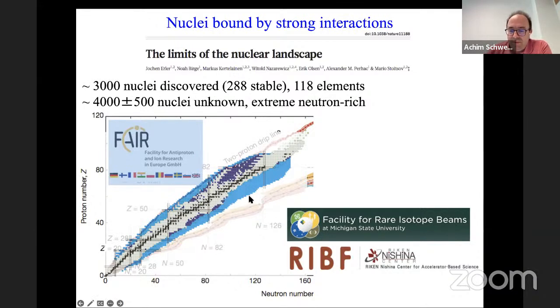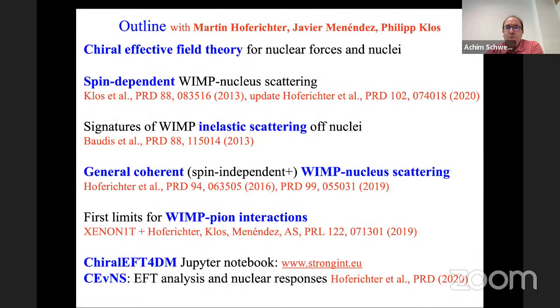Okay, and all of this basically is strong interaction physics. I want to focus in this talk on the strong interaction physics for dark matter direct detection, and I want to give you a bit of an outline of what I would like to discuss. First, I want to highlight here that this is basically a series of work done with two former postdocs, Martin Hoferichter and Javier Menendez in Darmstadt, who are now Martin in Bern and Javier in Barcelona, and a former graduate student, Philip Klos, who's now left academia, but did a lot of pioneering work here together with Martin, Javier, and me.